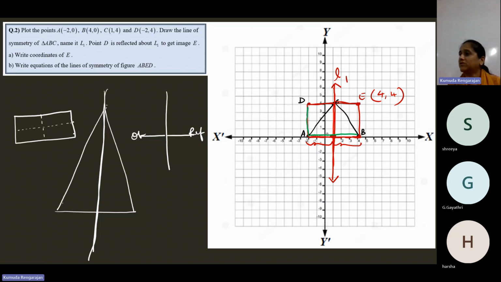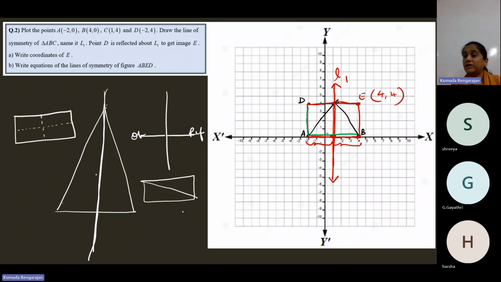This is another line of symmetry. When you fold it, the two parts will coincide. Now you will, in your mind, be thinking, why she's not talking about this. You try to fold like this, it will not coincide. You go home, make a paper cutting of a rectangle and try to fold it along the diagonal, it will not coincide.